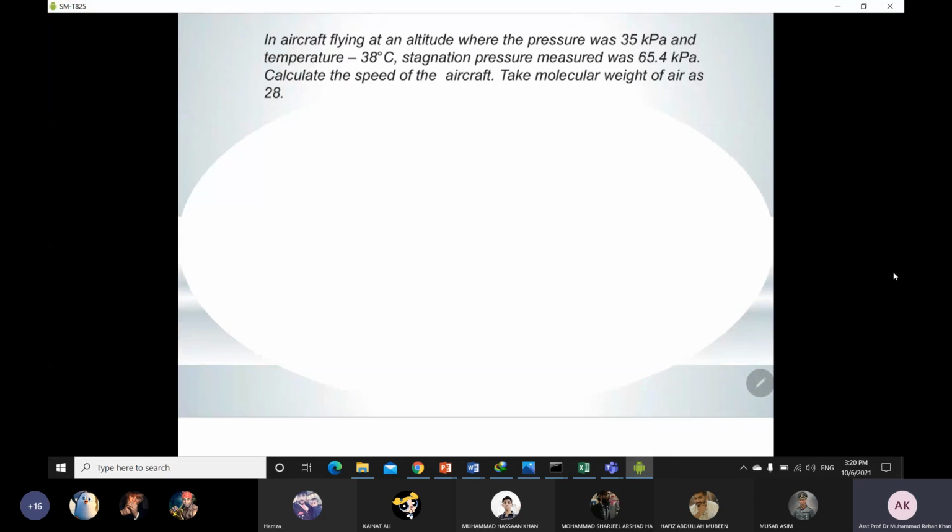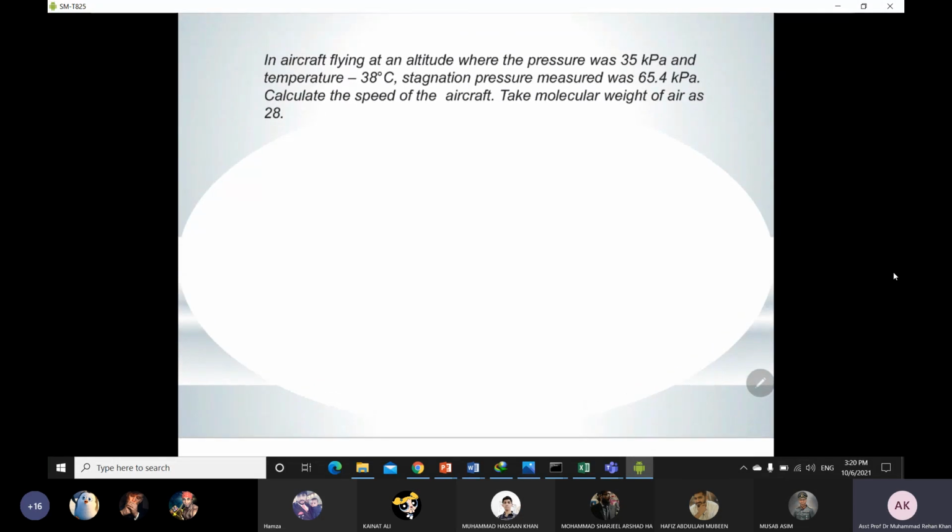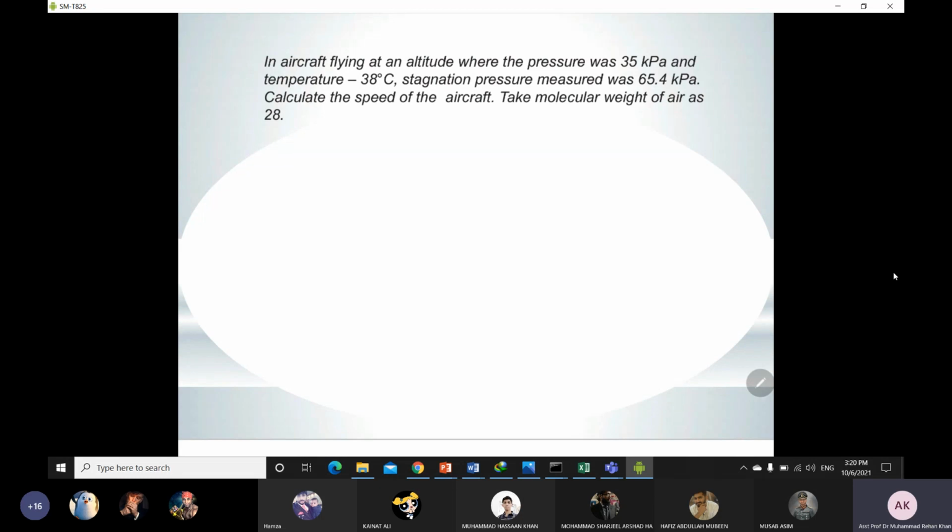Okay, so coming towards the next question. This is the last question for this lecture. An aircraft is flying at an altitude where the pressure is 35 kilopascal. So our local pressure is known to us, and the temperature at the initial point is also known to us, minus 38 degrees Celsius. Stagnation pressure is also mentioned in the question.